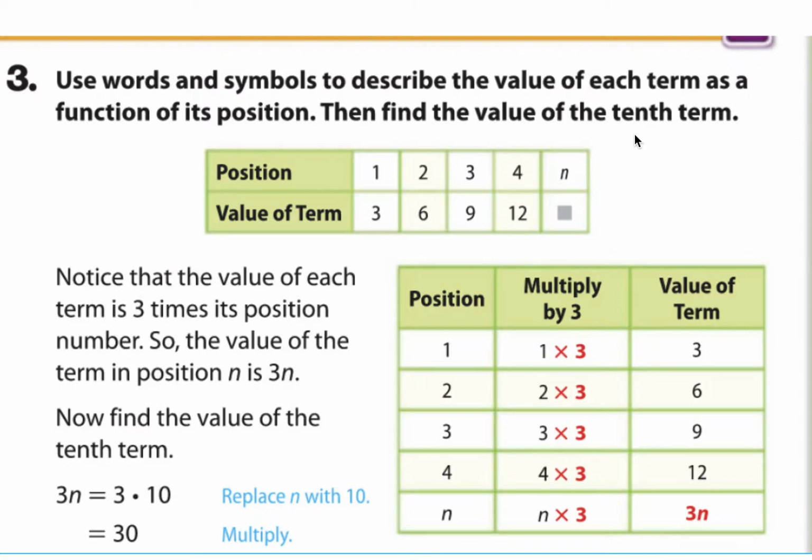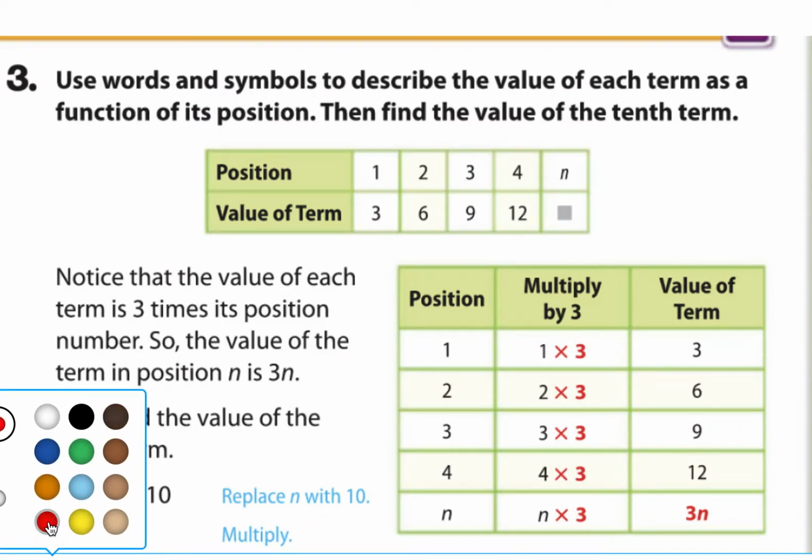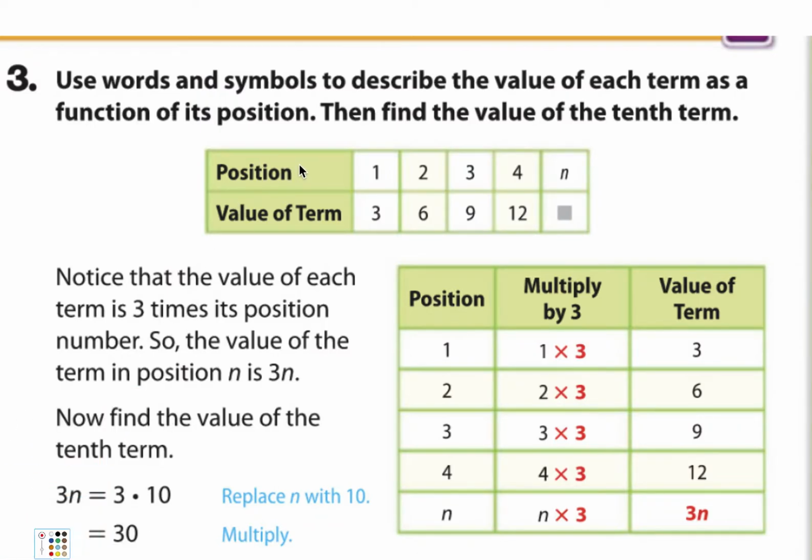They might tell you to find the value of the 10th term, the 3rd term, the 9th term. But the first thing you have to do is find what the pattern is. So if you look at the first table here, it has the input. It says position, but the position really is the same thing as input.